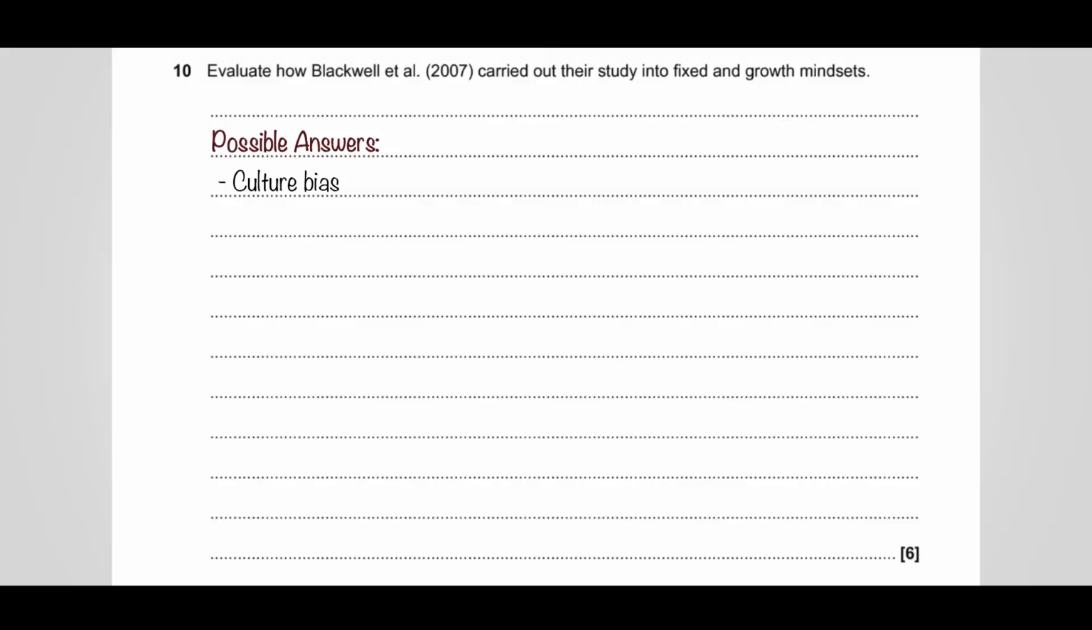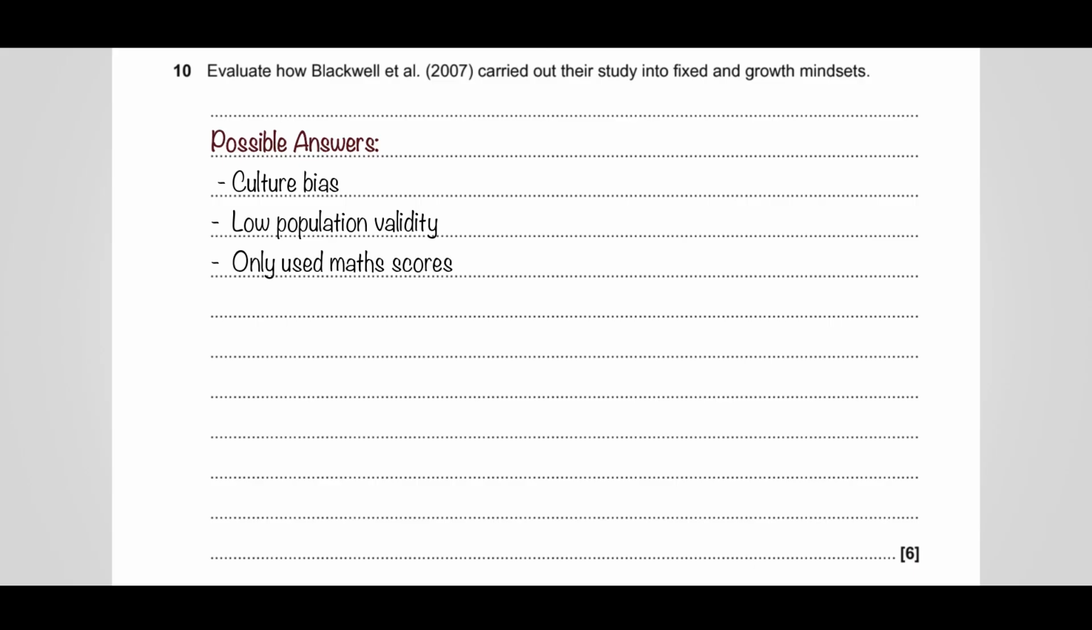There's loads that we could choose from. We could go for culture bias here, which is the fact that Blackwell only used students from America, from 2 schools in America in both of the studies. We could also use what we call low population validity. There weren't many of them, certainly not enough to generalize around the world.